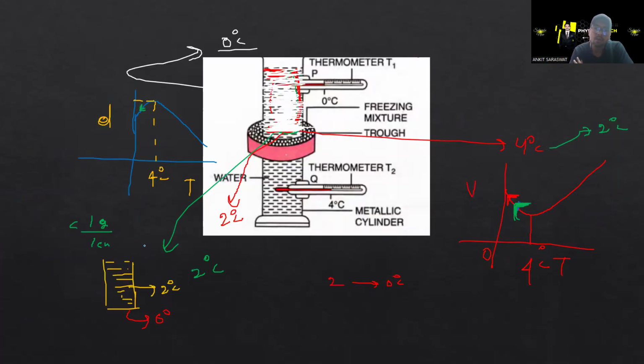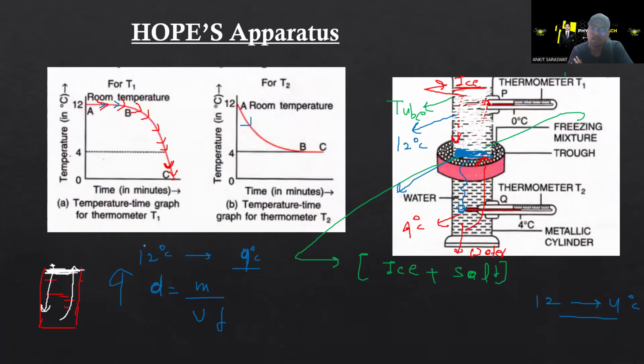Even in this experiment, clear. So the upper portion reaches 0 degrees Celsius, but the lower portion is still at 4 degrees Celsius. From this graph, you can notice. All right, understood? So just imagine this experiment and try to figure it out.